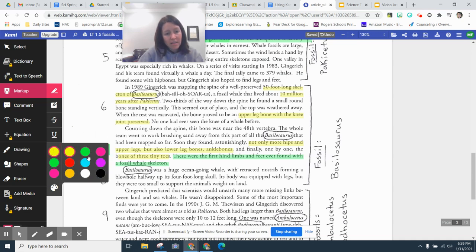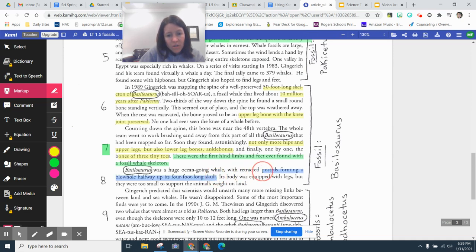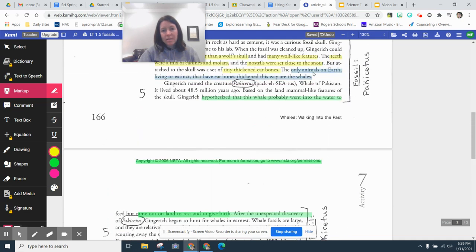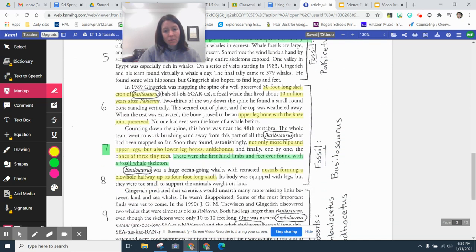All right, paragraph 8. I did see some facts in paragraph 8 I wanted to highlight. Basilosaurus was a huge ocean-going whale with retracted nostrils forming a blowhole half the way up its 4-foot-long skull. So with Pakicetus, the first one we read about up here, it says the nostrils were set close to the end of the snout. Now with Basilosaurus, it says right here that the nostrils were about halfway up the skull and was forming a blowhole. Okay, so the nostrils are in a different position and it's more whale-like for sure.